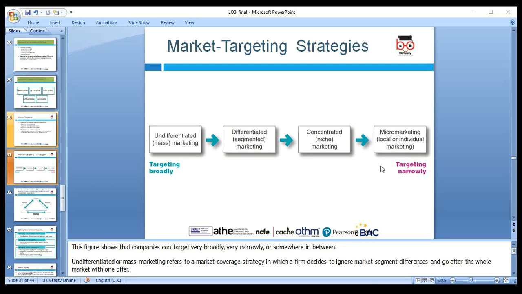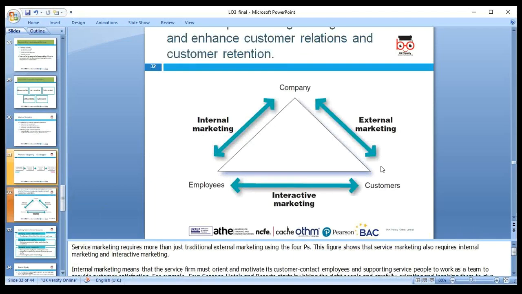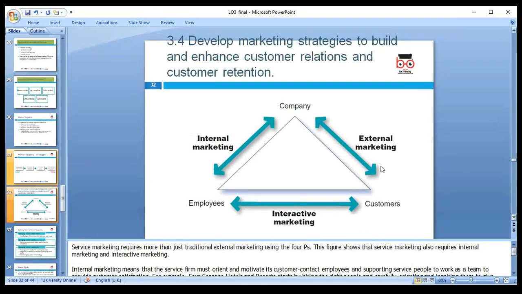So, market targeting strategies: undifferentiated mass marketing; differentiated marketing, where you do the marketing to each segment accordingly; and concentrated niche marketing, like a small Sunday bazaar, for example. You can do niche marketing in the local area as well. Then micro marketing, local and individual level marketing, where you are the only person selected for this product, or we can make made-to-measure sizes.